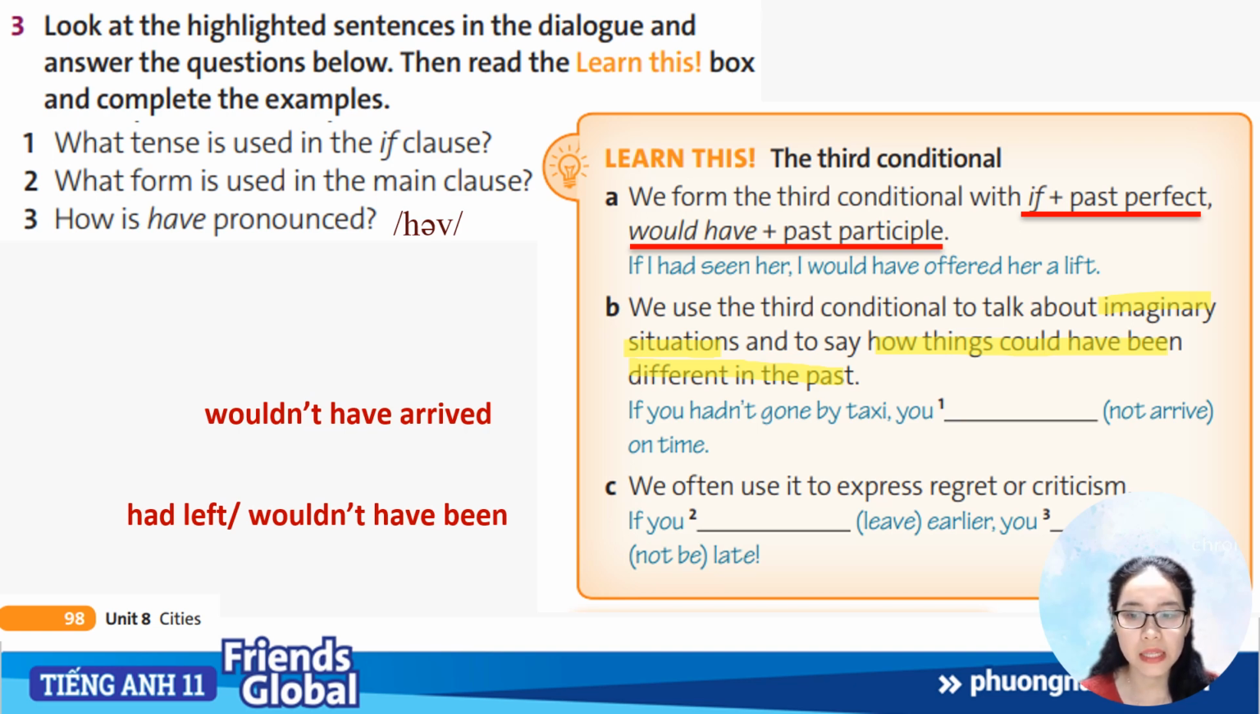Như vậy chúng ta thấy if đi chung với lại quá khứ hoàn thành. Và ở main clause chúng ta sẽ xài would have past participle. Và nhớ cho cô là chúng ta xài câu điều kiện loại 3 khi diễn tả một tình huống không thật ở quá khứ, một chuyện gì đó có thể xảy ra khác đi ở quá khứ, và chúng ta còn sử dụng nó để express regret or criticism khi mình nói lên sự hối tiếc hoặc là một sự phê bình chuyện gì đó.